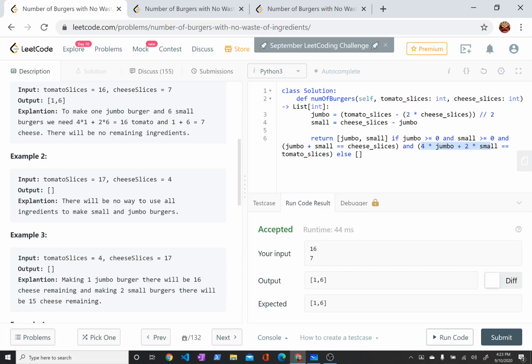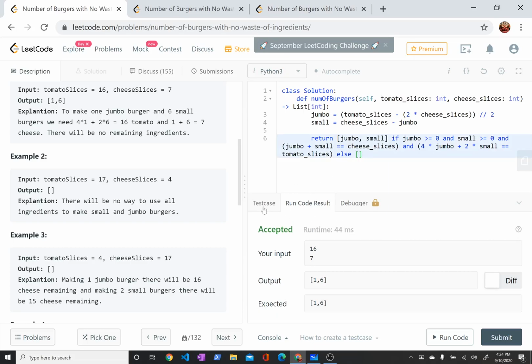If there was any kind of rounding that made it work here, it would be caught here. And if any of those checks turn out, meaning you're trying to make a negative amount of burgers, or you're ignoring an odd number of tomato slices or something like that, we'll return the empty list.